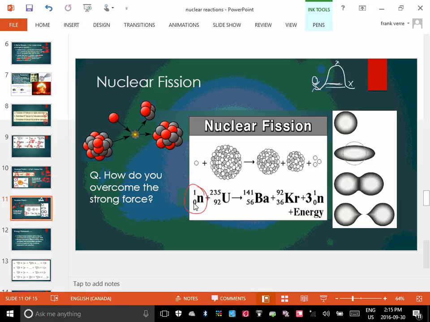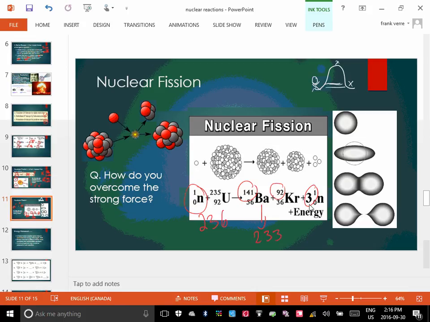Okay, well, take a look. On the left side, what's the mass? Well, it's 1 and 235, so that would be 236, right? So on the left, we have 236. On the right, you have barium, which is 141. You have krypton, which is 92. That adds up to 233, but we have 3 neutrons. Each has a mass of 1. So that adds up to 236 now.